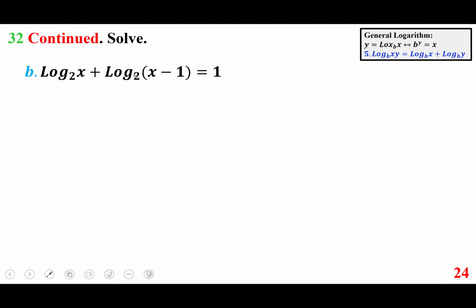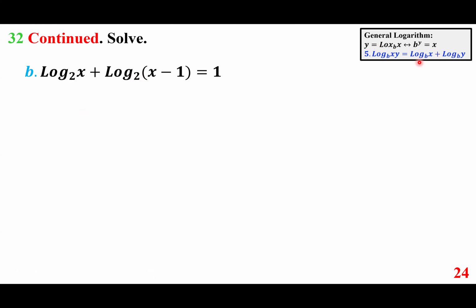Log base 2 of x plus log base 2 of x minus 1 equals 1. When you have logs as well as numbers, if logs are on both sides, you bring them to one side. Well, you don't have to, everything is on one side. But if this was on this side, you would have to move it, and then all the numbers on the other side. Now, the side involving log, you have to bring it to a single log.